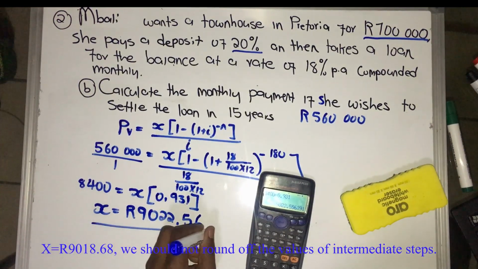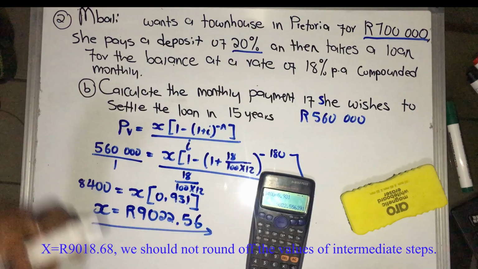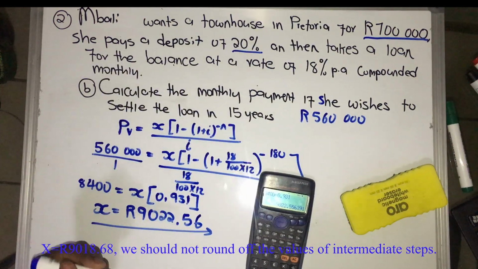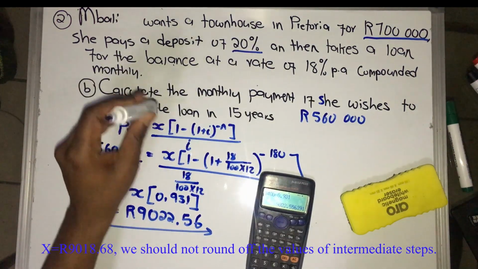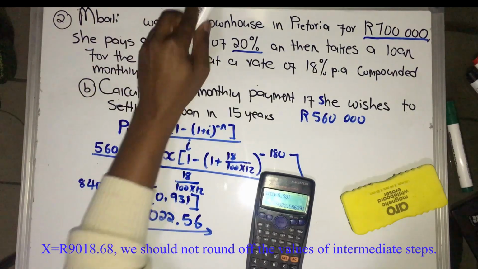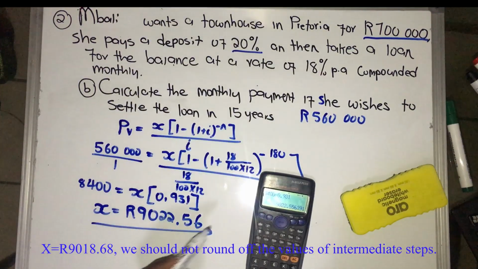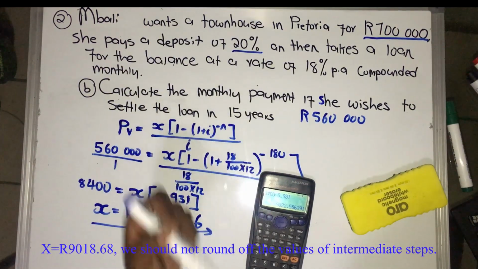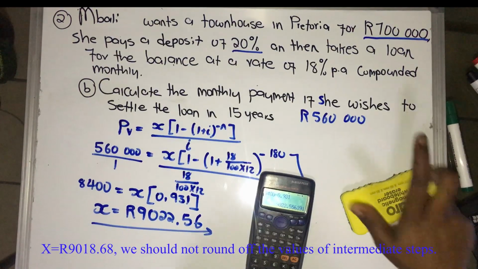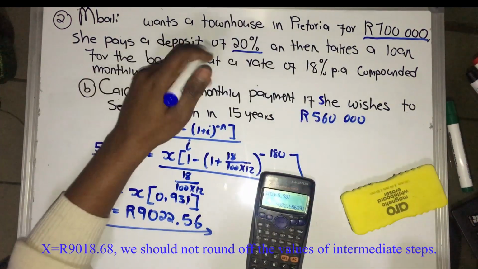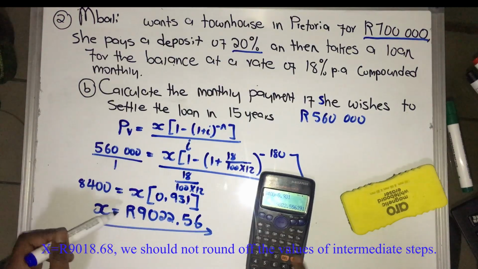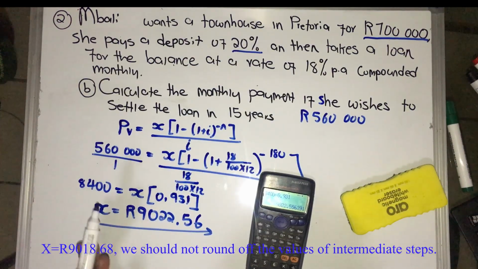That's our monthly installment. That's what Mbali needs to pay every month to pay off her beautiful townhouse in Pretoria for the next 15 years. Okay, so that's that. She paid a deposit of 20%. Obviously, had she not paid the deposit, this would have been greater because she would have financed more money than she actually has now. All right, so that's that.